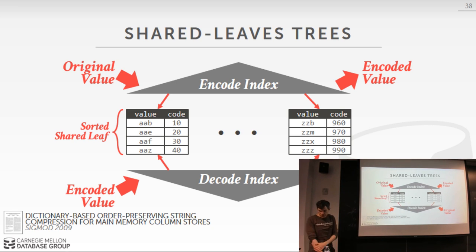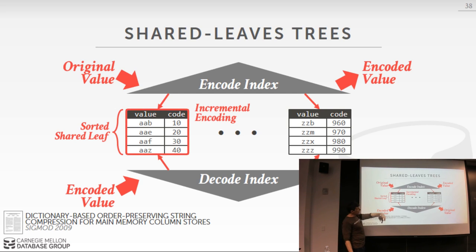This is also an example of incremental encoding, because I'm leaving 10 slots here to allow me to insert a bunch of stuff. At some point, if I exceed that boundary, depending on how I organize my pages, I may need to only re-encode the things that are stored inside here. All right, so we're out of time. I'll stop here.